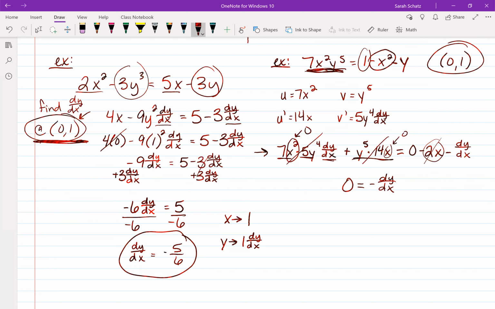So negative dy dx equals 0. If you really want to think about it, you could divide both sides by -1 to get rid of that negative. Either way, you're going to have 0 equals dy dx. If negative dy dx is 0, positive dy dx is also 0, right? So we got 0. That is the slope of the tangent line for this function at the point (0, 1).